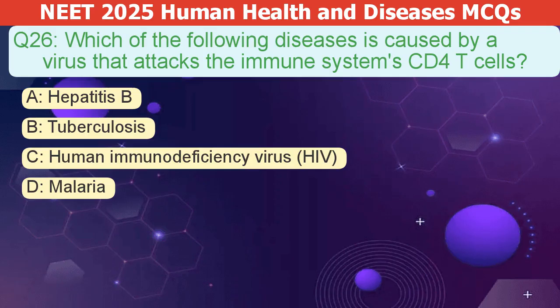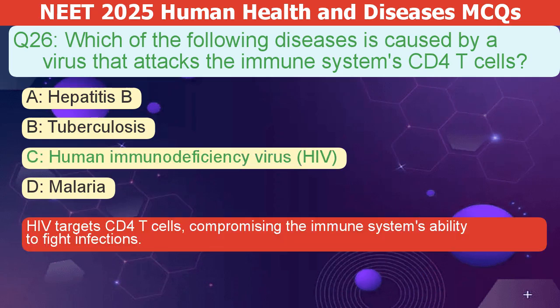Which of the following diseases is caused by a virus that attacks the immune system's CD4 T cells? A. Hepatitis B. B. Tuberculosis. C. Human immunodeficiency virus, HIV. D. Malaria. The correct answer is C. HIV targets CD4 T cells, compromising the immune system's ability to fight infections.